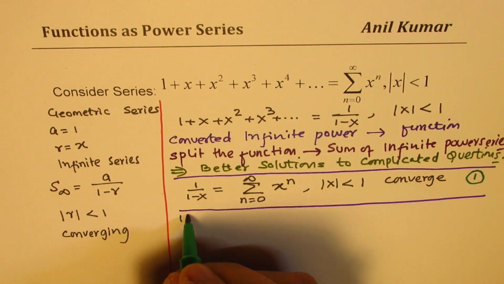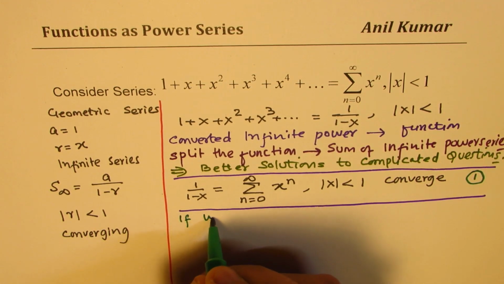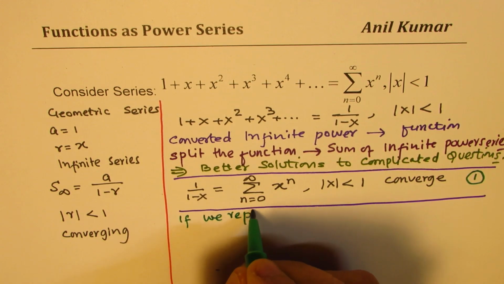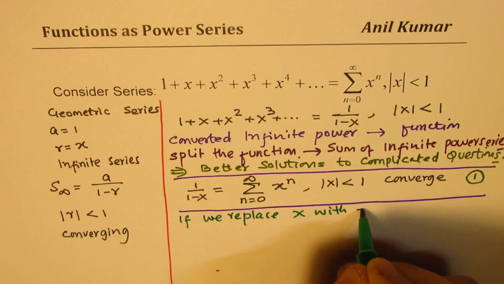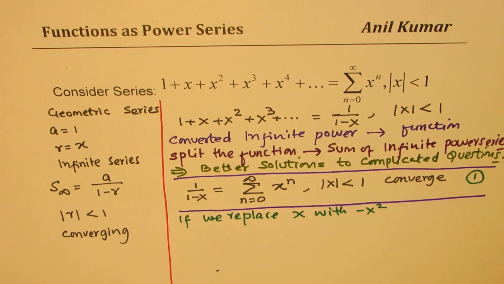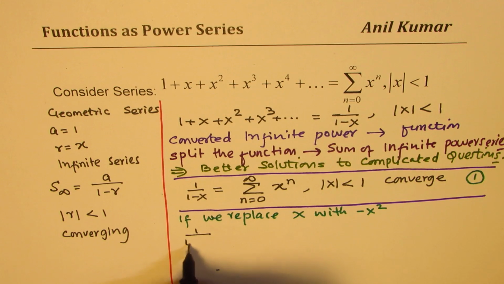And now if we replace x with minus x squared, then what happens, right? That is very interesting to see. So if I do that, then what happens is that the function, we get this 1 over 1 minus, I'm replacing x with minus x squared, minus x squared.